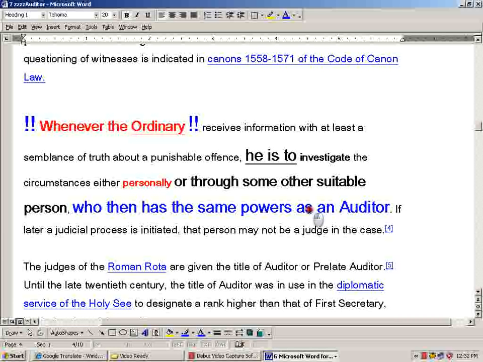Whenever the ordinary. He is the ordinary, and it's the ordinary that has judicial, executive, legislative powers, and we're trying to use their executive powers. So whenever the ordinary receives information with at least a semblance of truth about a punishable offense, he is to investigate the circumstances either personally or through some other suitable person who then has the same power as an auditor. You take your complaint to the auditor.